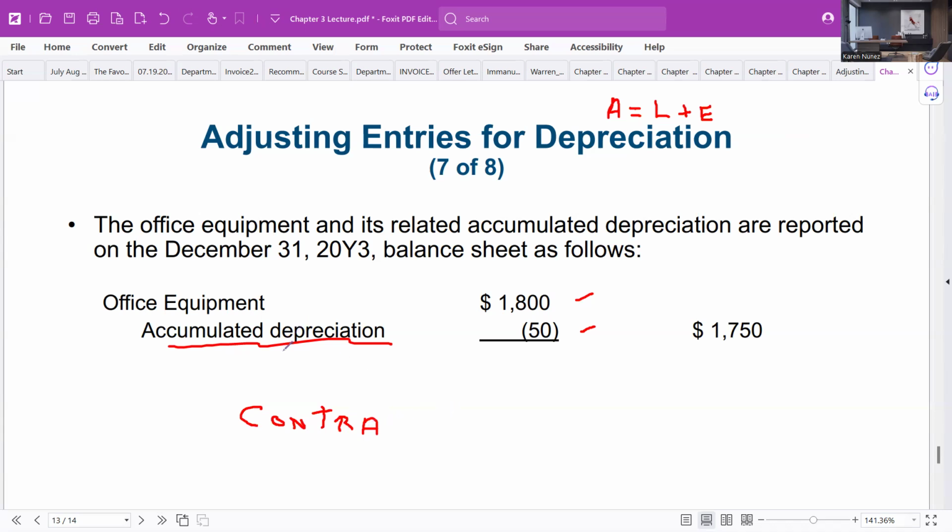Now, this accumulated depreciation account is a contra asset account. It's going to offset this equipment account. Equipment is the asset account. Accumulated depreciation is the contra asset account that offsets equipment. So offset means it reduces the account, right? So that the book value or the carrying value of the equipment is $1,800 less the contra asset account of $50 or $1,750. This is how you would see it reported on the balance sheet. This would be the balance sheet presentation.